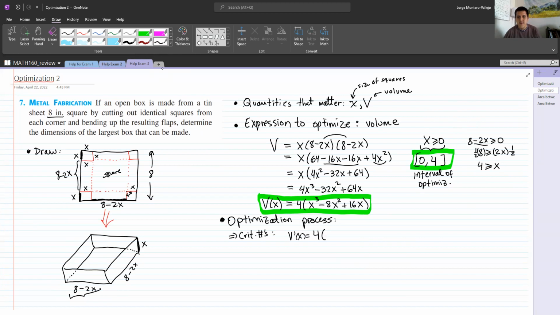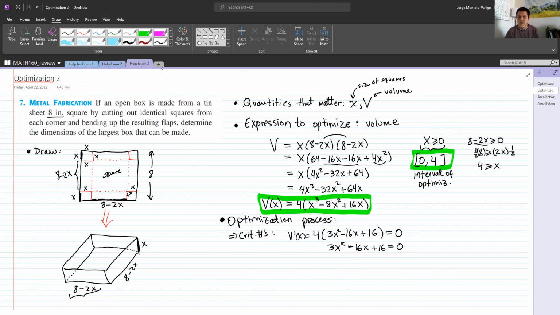As I said, we can disregard the 4, and we can just take the derivative of the polynomial. That is 3x squared minus 16x, and then plus 16. Right? And we need to set it equal to 0 or find the x values that make it undefined. But this is a polynomial, so no x values make it undefined. We just need to set it equal to 0, right? So when you set it equal to 0, you can divide by 4, and you end up with 3x squared minus 16x plus 16 equal to 0. 0 divided by 4 is just 0.